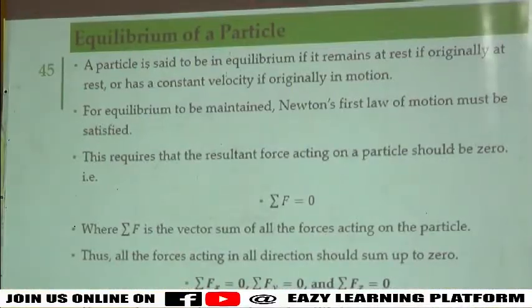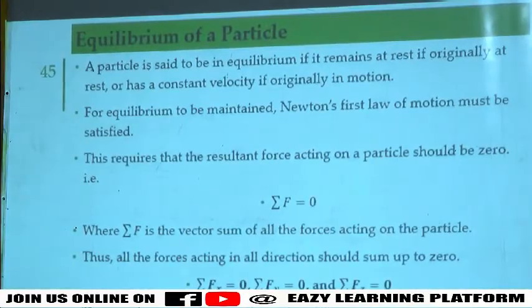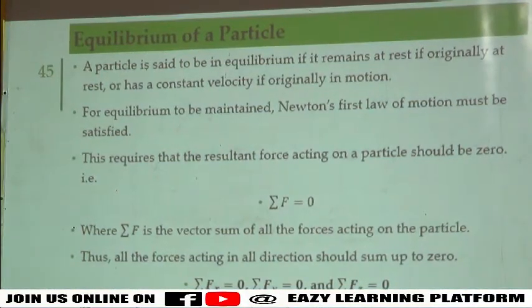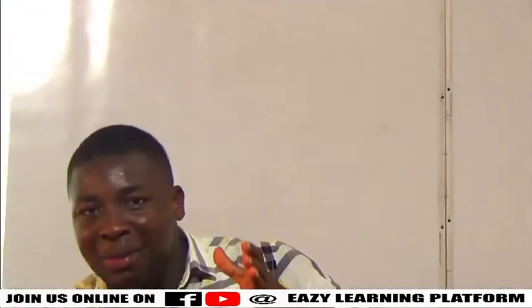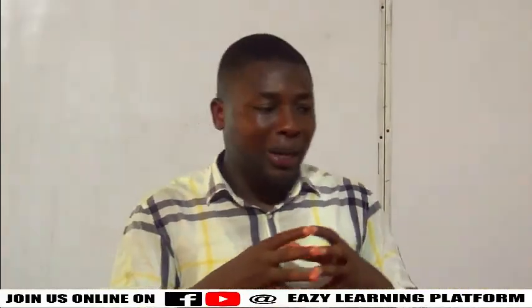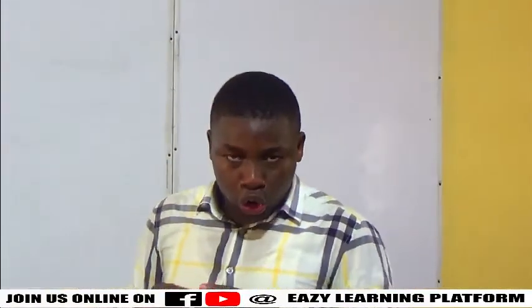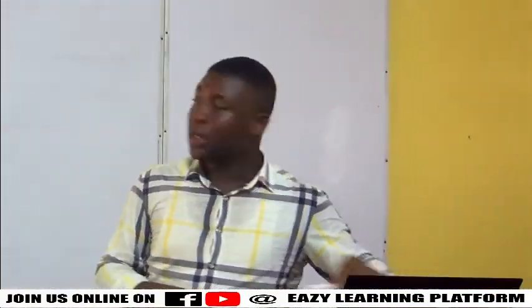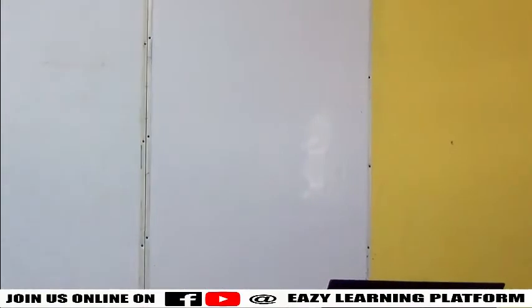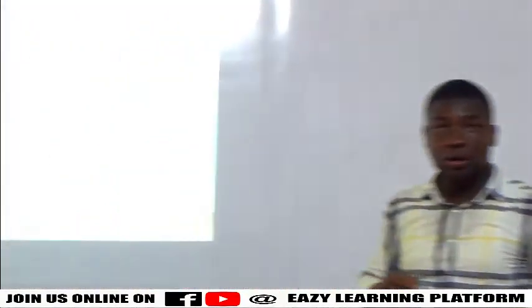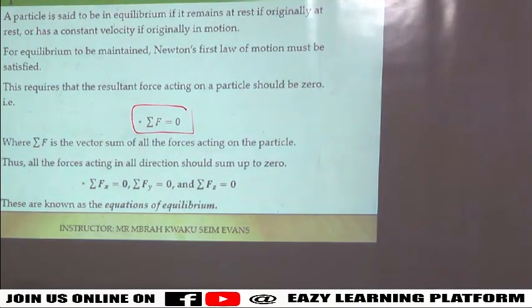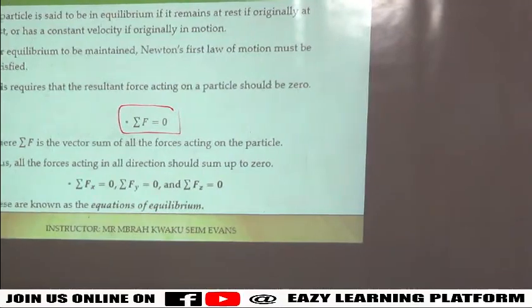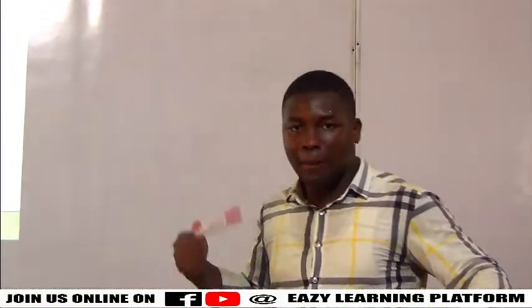If we want to maintain equilibrium, we ensure that the forces are balanced. The forces acting on the particle are balanced, so there is no movement within the particle. We are saying that the sum of forces acting on the particle should be equal to 0. So we have summation of forces should be equal to what? 0. The resultant force acting on the particle must be 0.